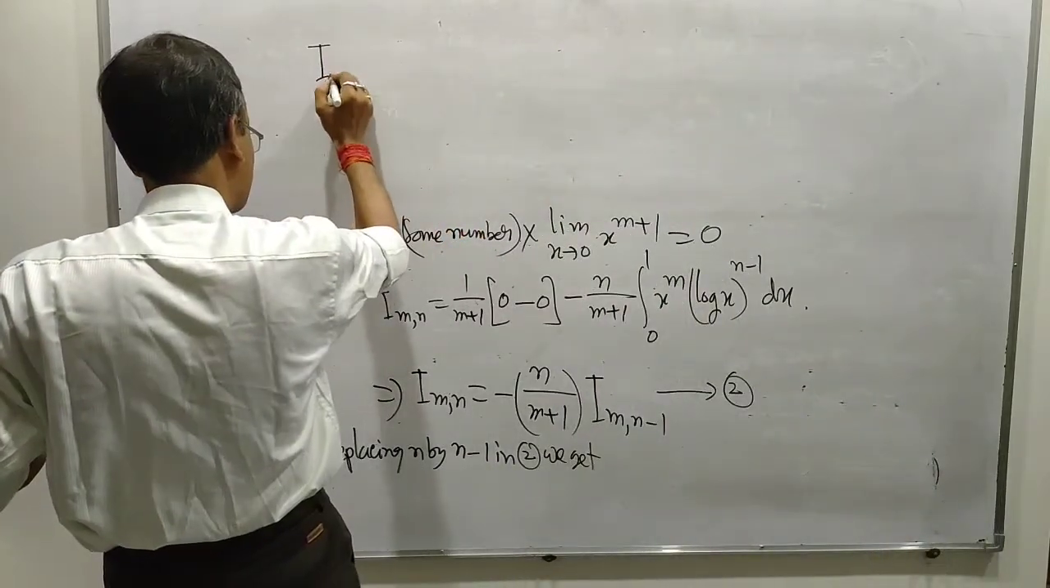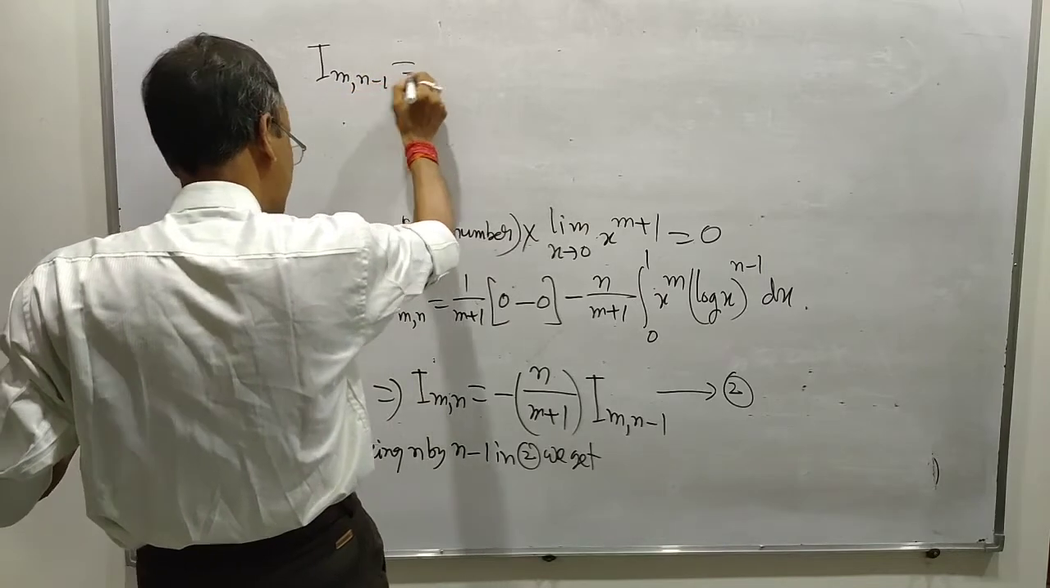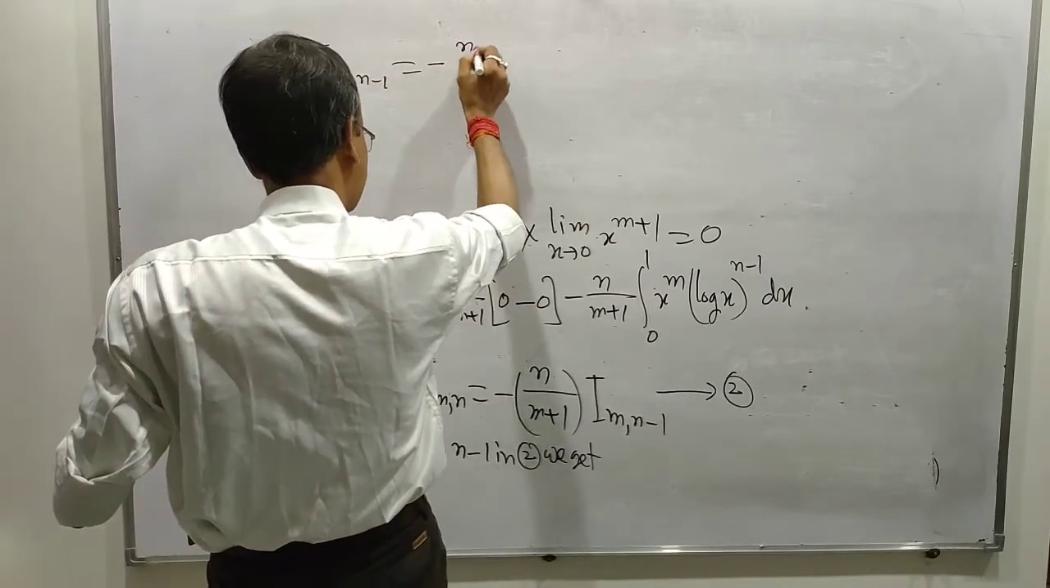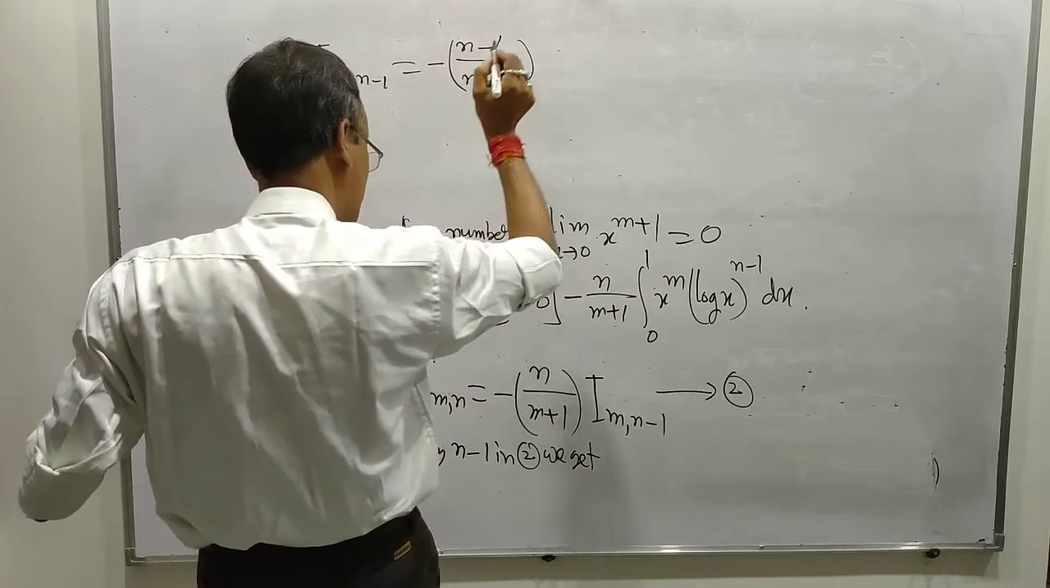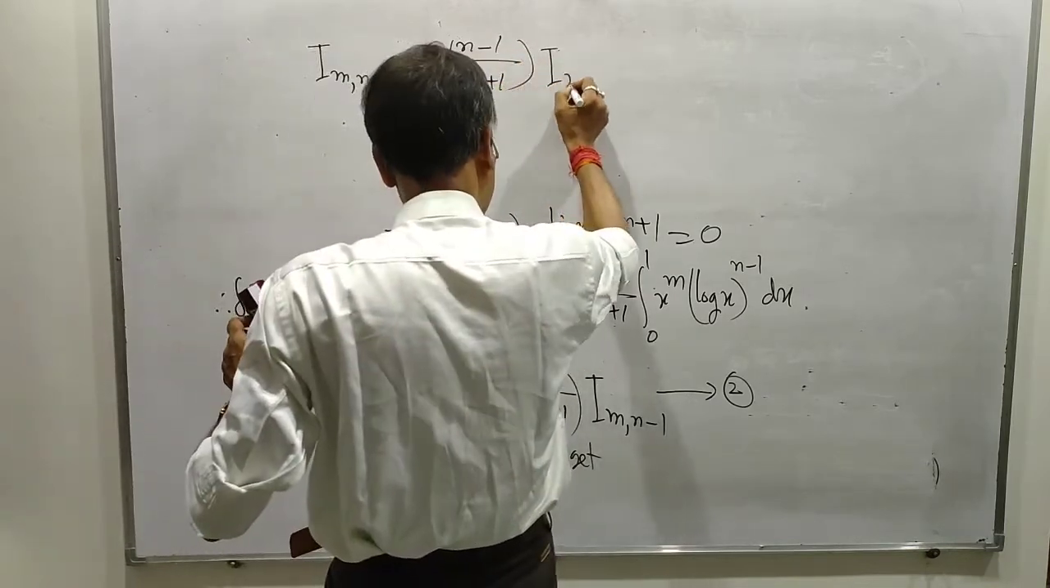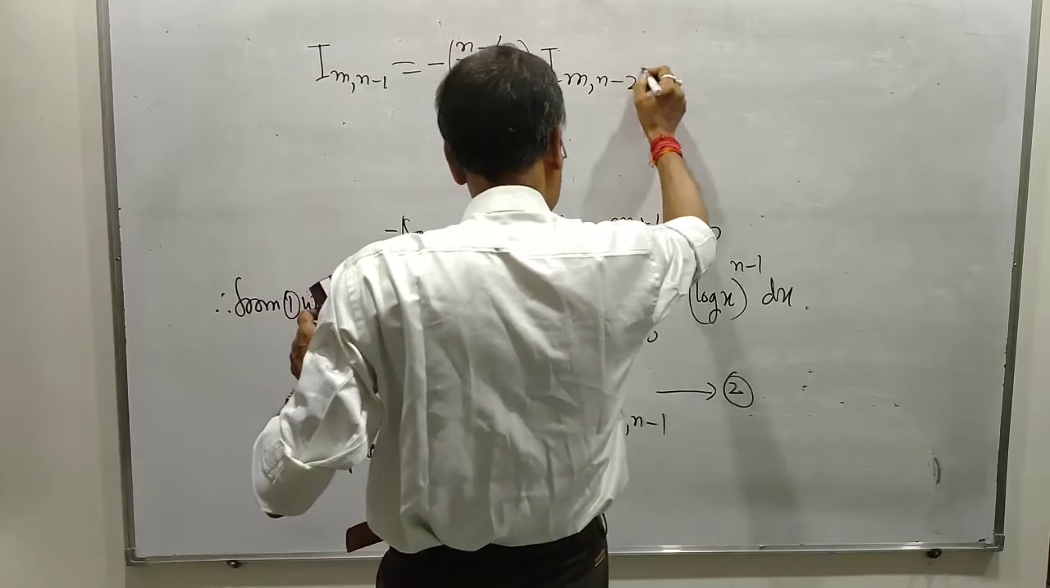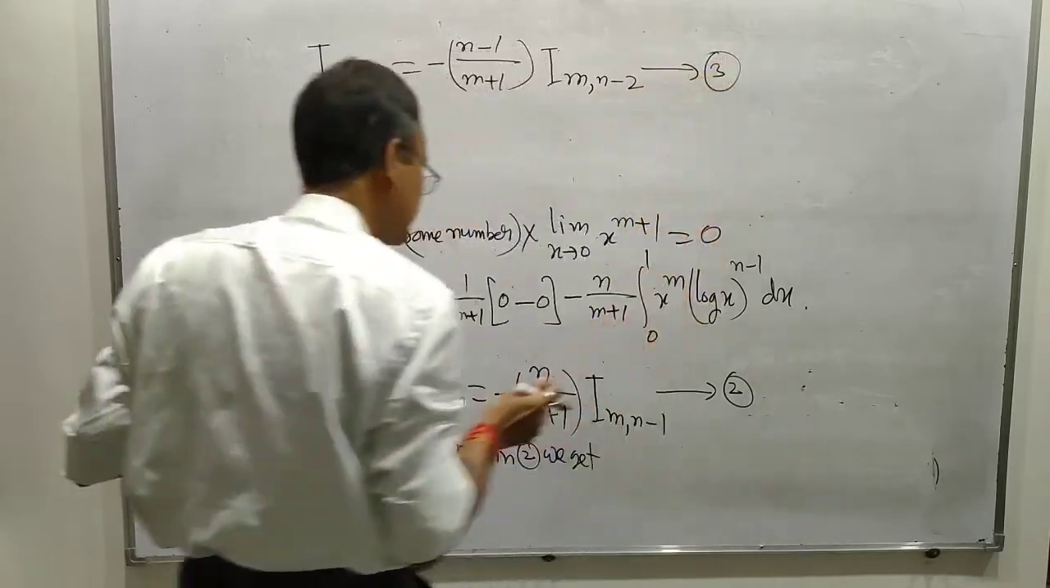I_{m,n-1} equals minus (n-1)/(m+1) I_{m,n-2}. Suppose this is number 3.